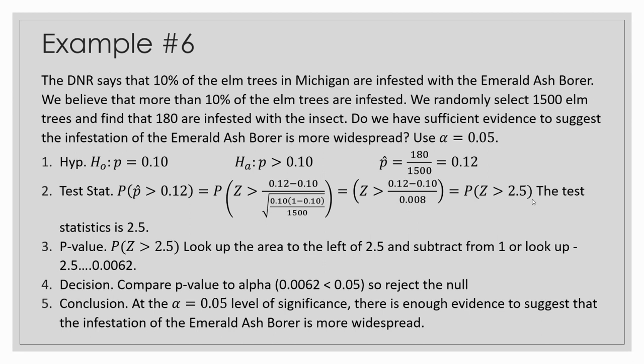So at the alpha is 0.05 level of significance, there is enough evidence to suggest that the infestation of the emerald ash borer is more widespread. So this concludes this video on hypothesis tests.